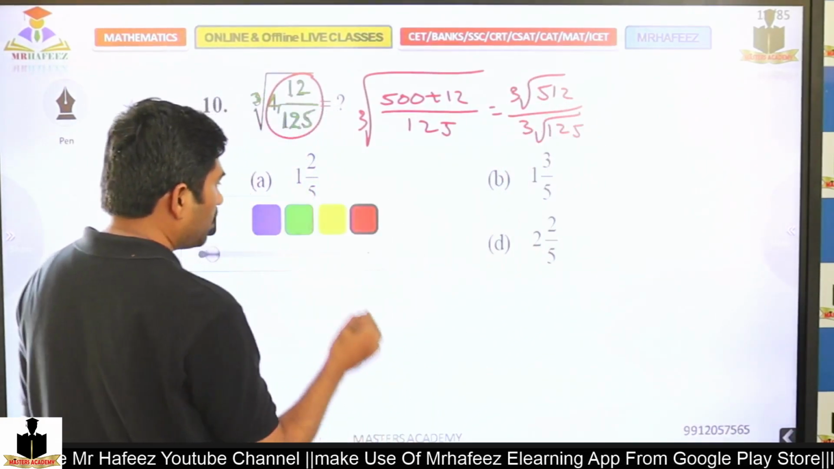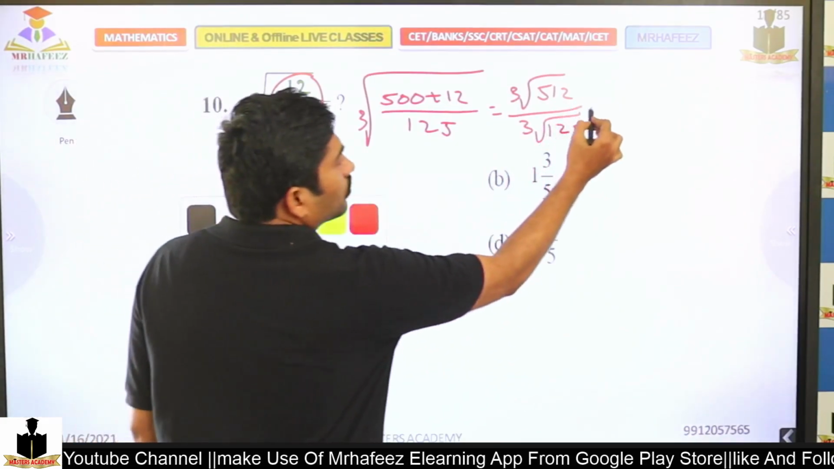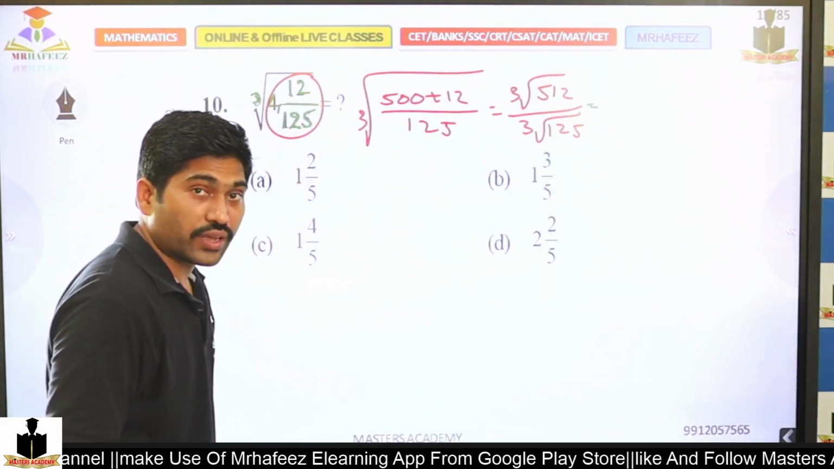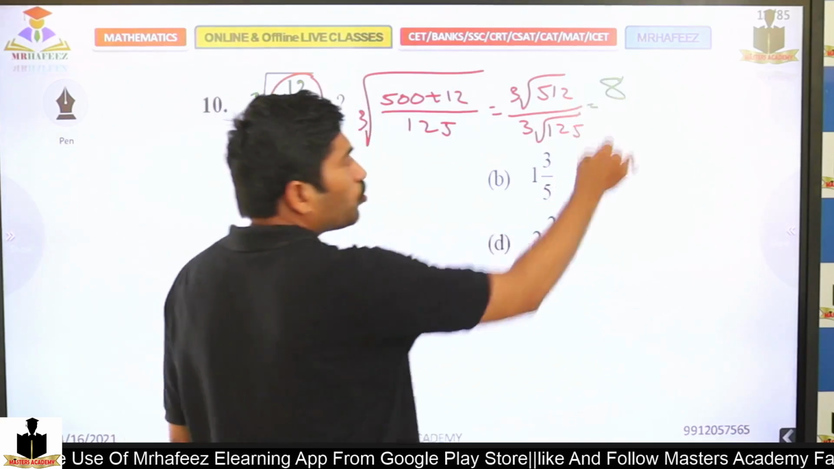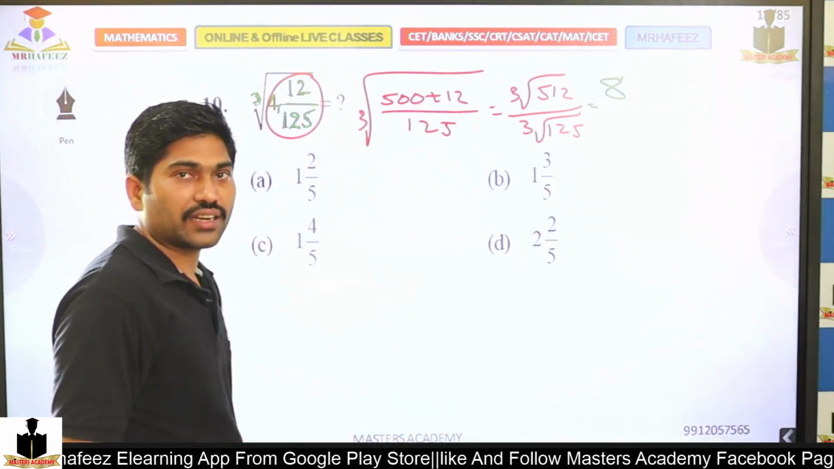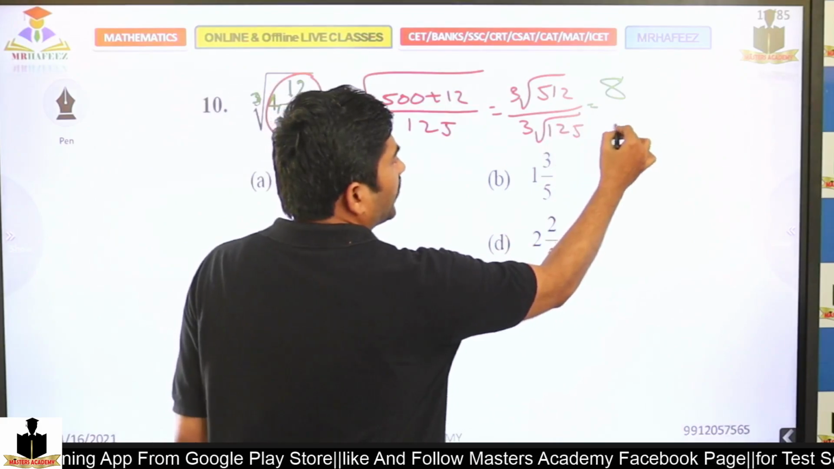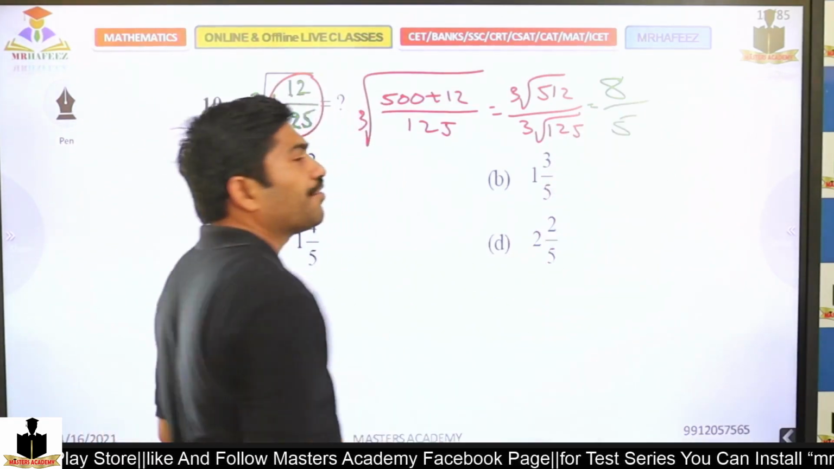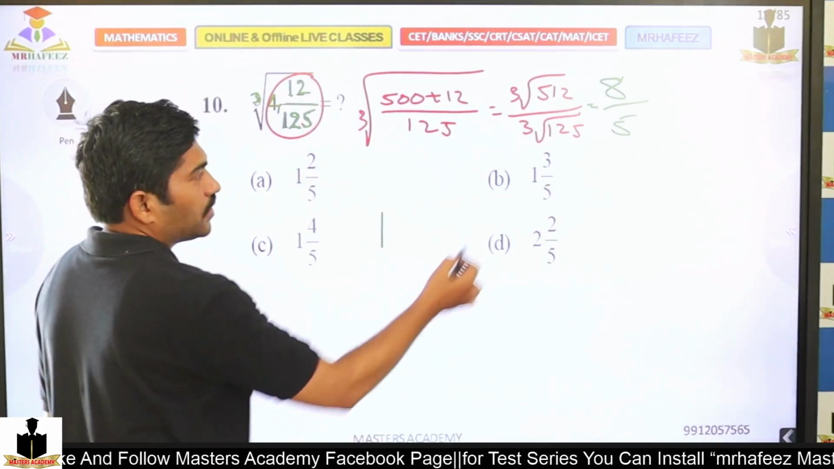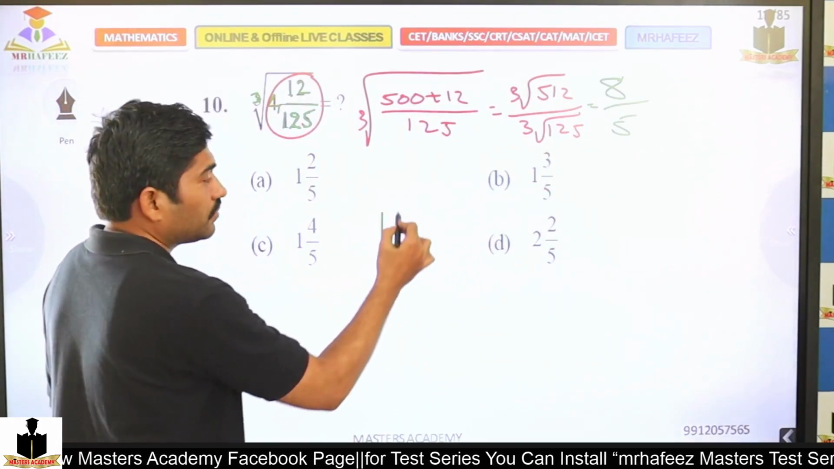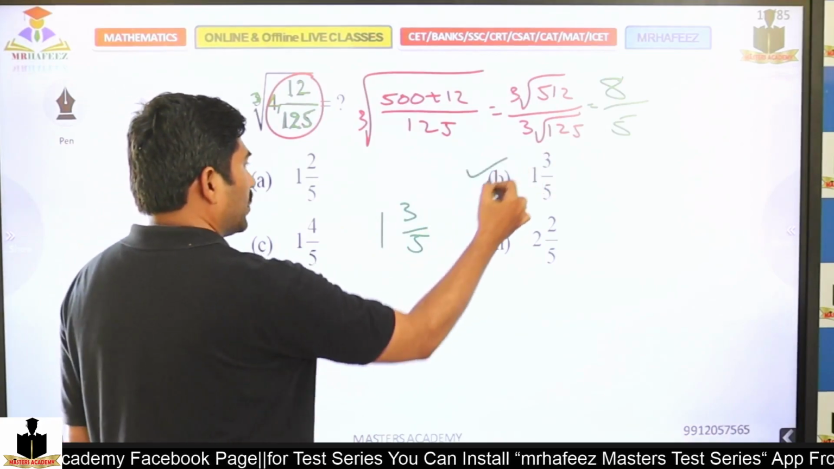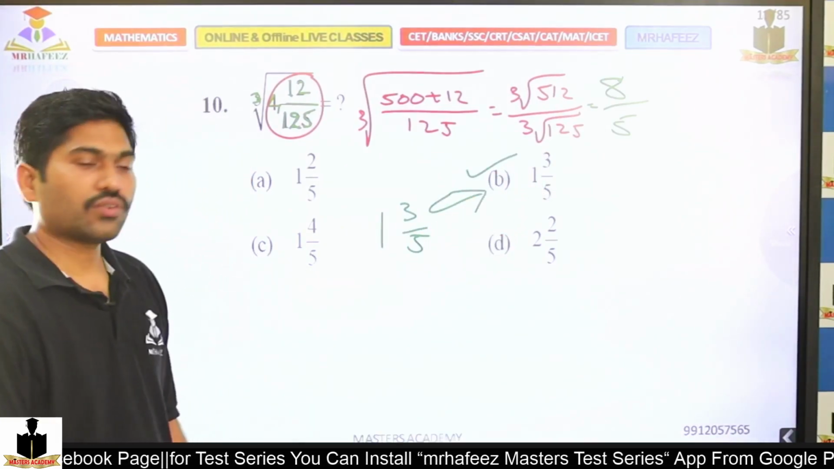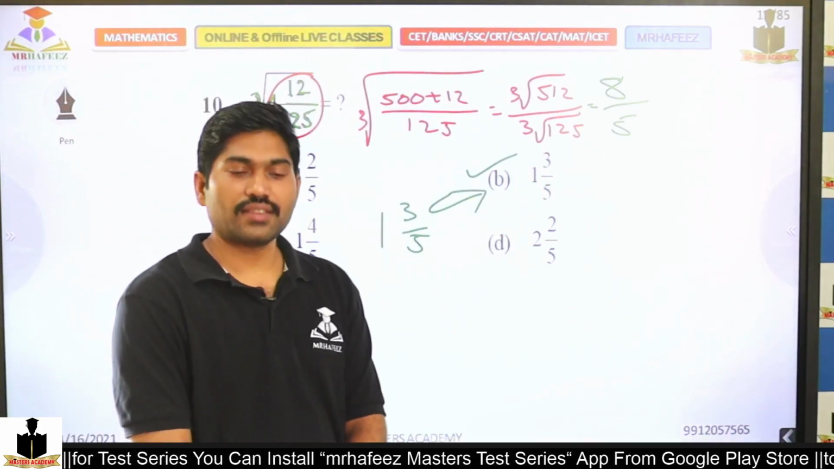So the answer will be very simple now. 512, it's 8. 8 cube is 512. So cube root of 512 is 8. 125, it's 5. 5 cube is 125. So 8 by 5. 5 how many times in 8? 1 time. 5 1 time is 5. 3 by 5. Answer over. 8 by 5 is nothing but 1 3 by 5.